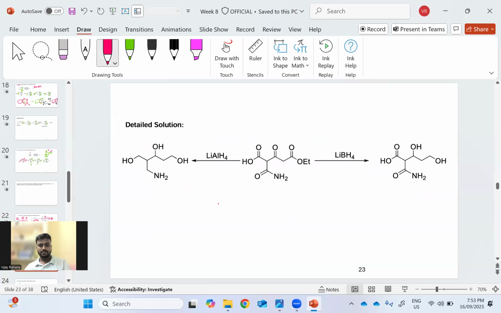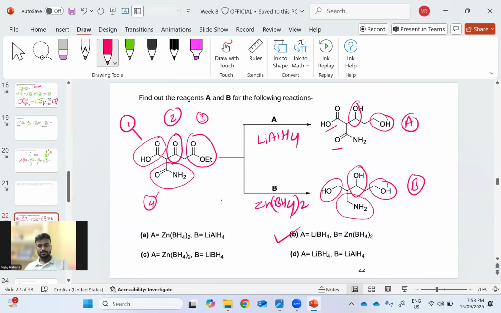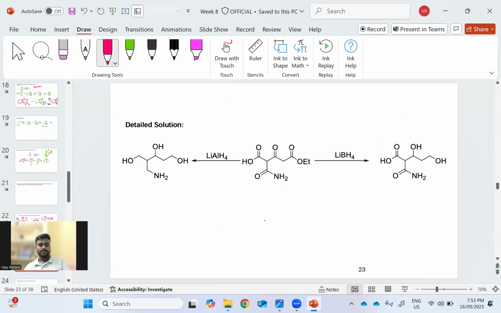Oh, sorry. So no, that's again, yeah, this is the LiAlH4, and we also have the LiBH4, because it also reduces the acid group. So that's impossible with the ZnBH4. So here LiBH4 is the correct one, not ZnBH4. LiBH4. So the first one, that's the A, is the acid reduction.